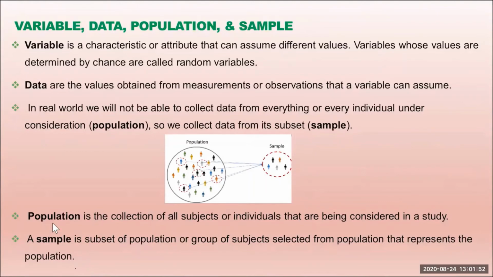So when I say population, it is the collection of all subjects or individuals that are being considered in the study. Everyone considered under the study, that is the population. Whereas the sample is a small subset of that, which is the representation of the population. So those are four important terms that you need to know: variable, data, population, and sample.